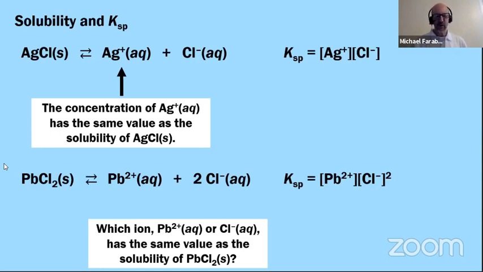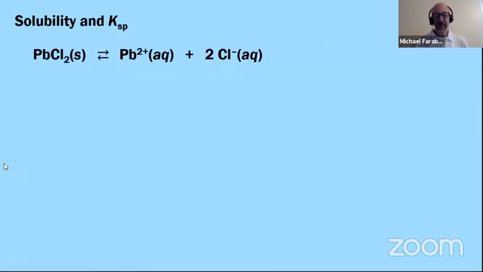Hopefully you can recognize we are looking for a 1-to-1 mole ratio between the formula of the solid and the ion. So it's going to be the lead, not the chlorine, that would tell us the concentration is going to be the solubility. There's a slightly different way of solving this problem, and that's because we cannot say it's X and X. For every 1 mole of lead that is produced in this dissolution, you get twice as much. For the concentration of chloride, it has to be twice as much.